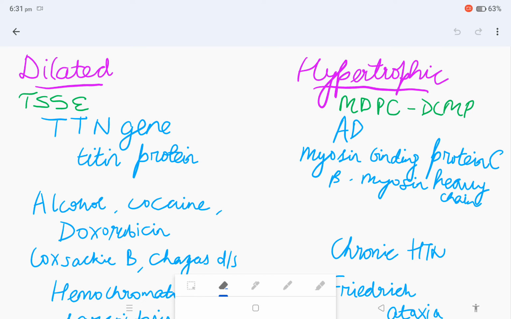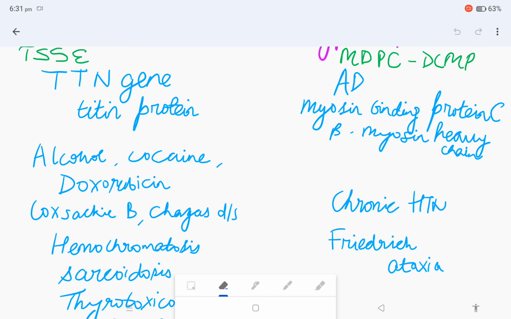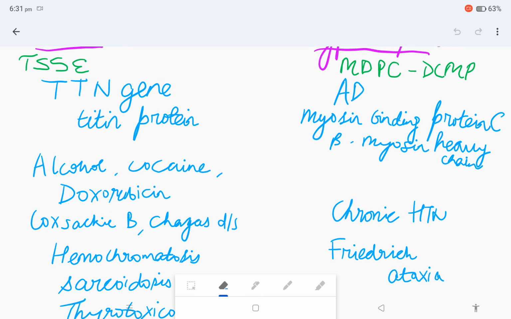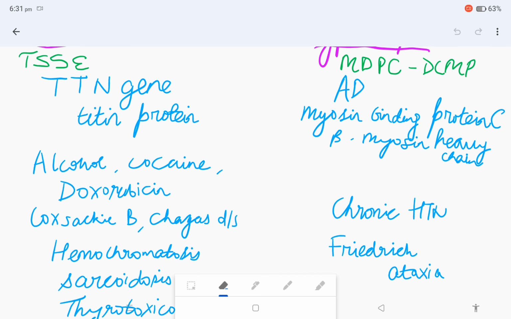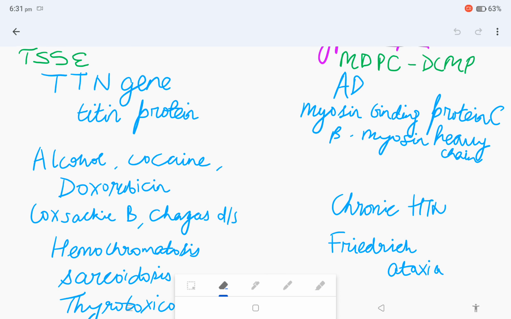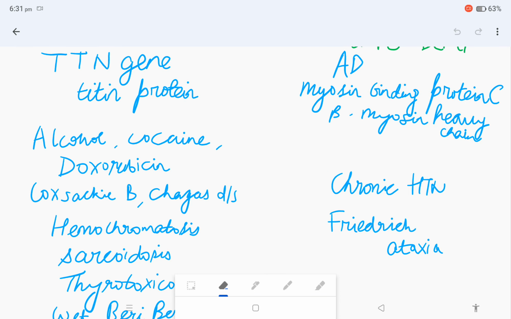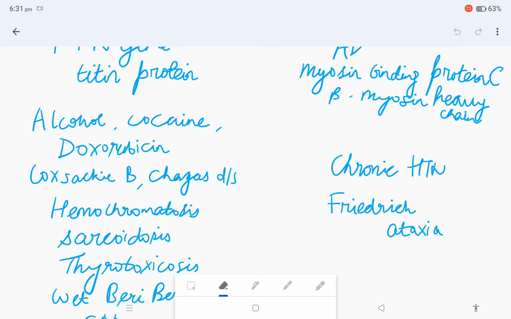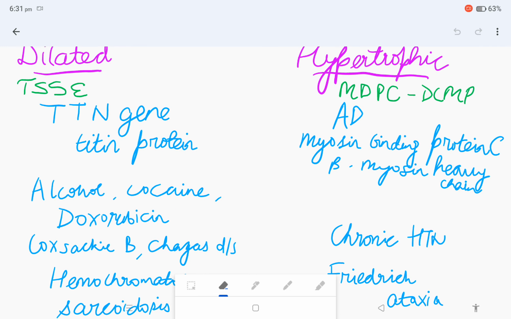While in the hypertrophic cardiomyopathy, we have the mnemonic DCMP, which is the opposite of the dilated one. D stands for diastolic dysfunction. Then C is concentric hypertrophy, and M is myosin binding protein, and P means the fibers are added in parallel. So DCMP and TSSE, that is the mnemonic.